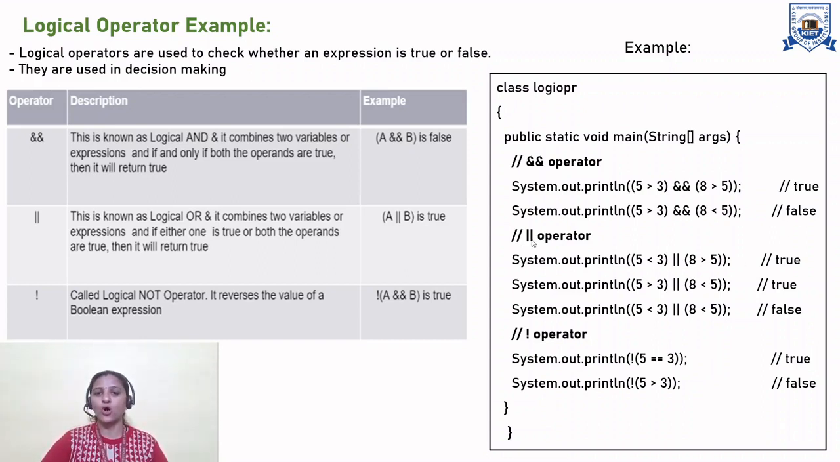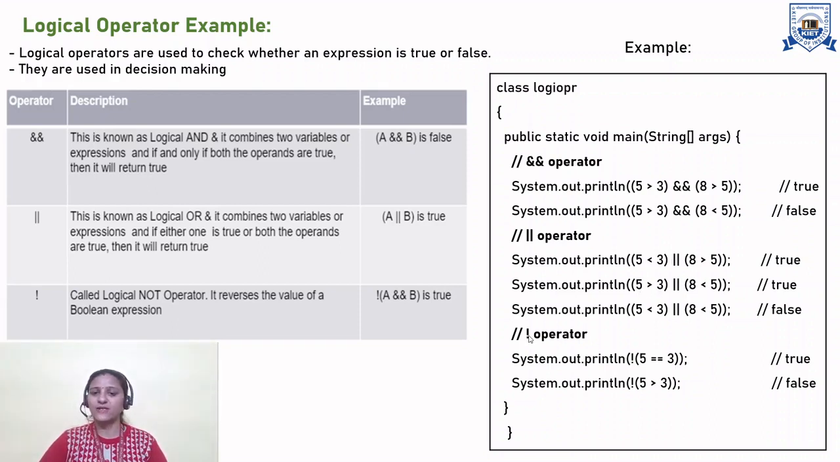The next one is OR. 5 is less than 3 or 8 greater than 5. Here the first expression becomes false, but the next expression is true, 8 is greater than 5. So one of the conditions is true, and the answer is true.